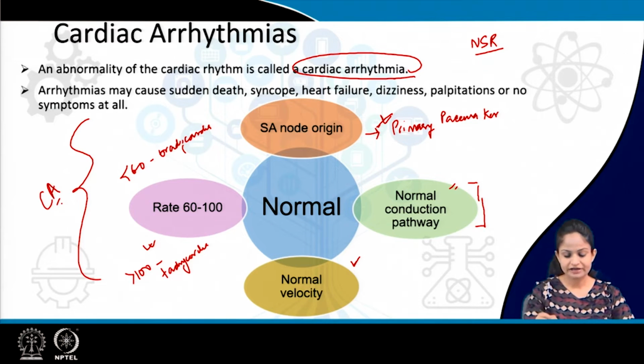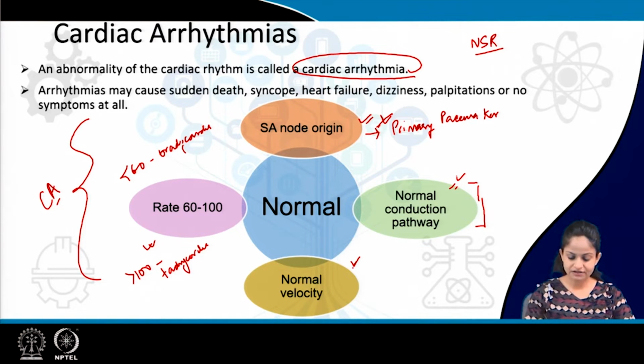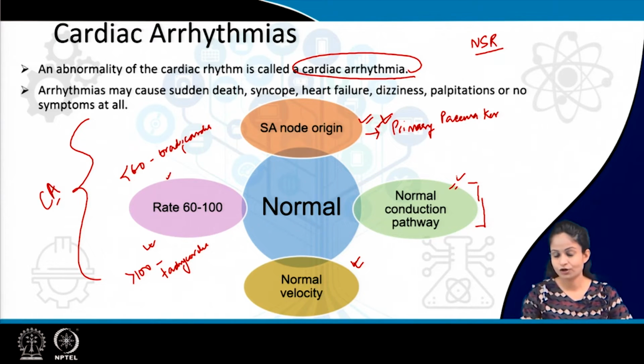That means if the generation of the impulse is not from the SA node, rather it is from some other ectopic focus; if the conduction pathway is not the normal conduction pathway, if there is any accessory conduction pathway; if the velocity, as I told, gets interchanged, if the velocity differs in the cells; and if the rate is different and does not fall within the normal range, that is 60 to 100 beats. We call all this cardiac arrhythmias.